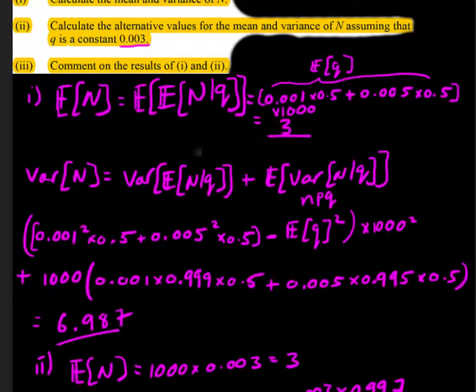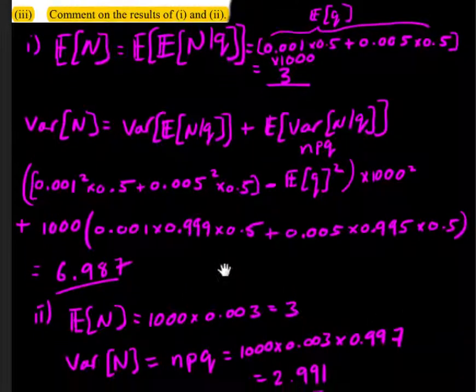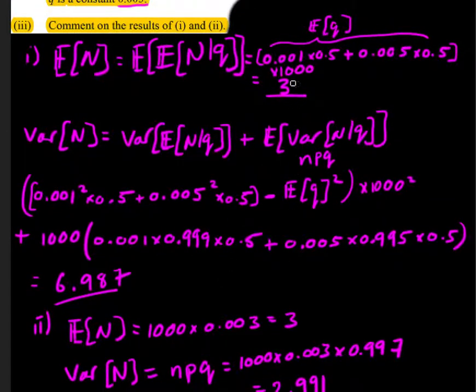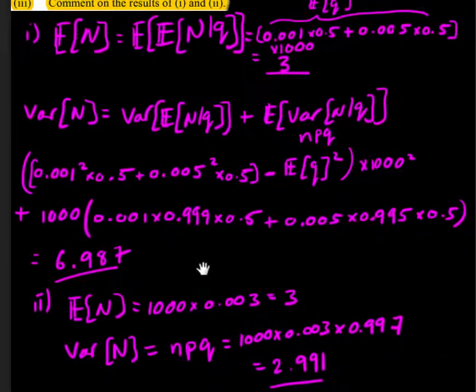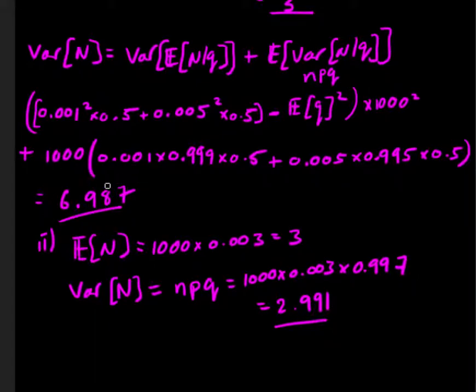Comment on the results of I and double I. Alright, well, the means seem to be the exact same. That's not much of an issue. But then it's saying, okay, well, we've got a much higher variance over here for the first one that we did. And then we've got a much lower variance over here. What's the deal with that when we've got the same means?